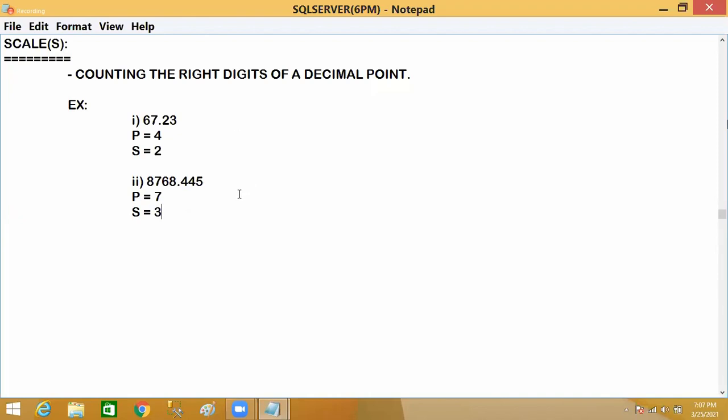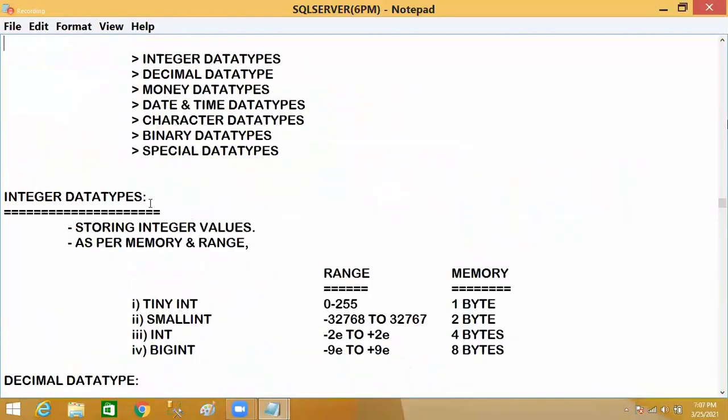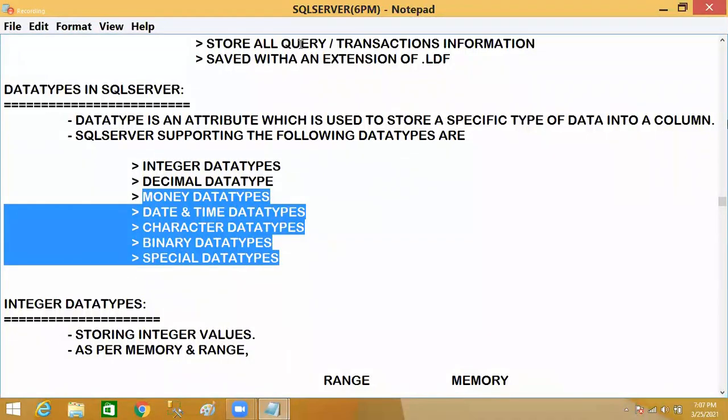And the next one is money. The remaining data types, money and date and time, character, binary, special, we will discuss in tomorrow's session. After finishing data types, we start our SQL practical work. When we start the SQL language, the practicals begin. So after data types are over, from the next class onwards, your practicals start. Okay, guys. Thank you so much.